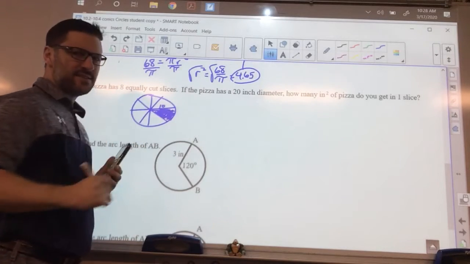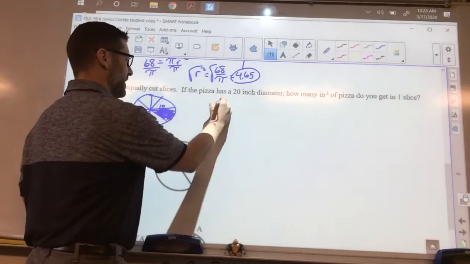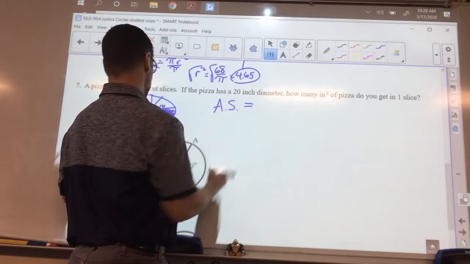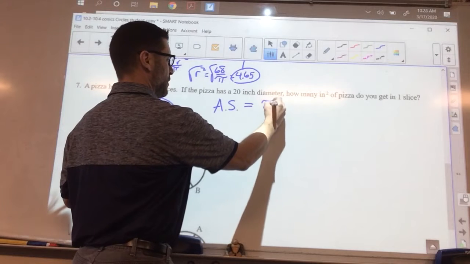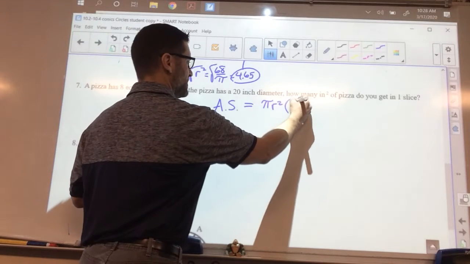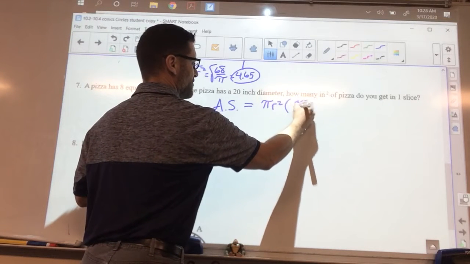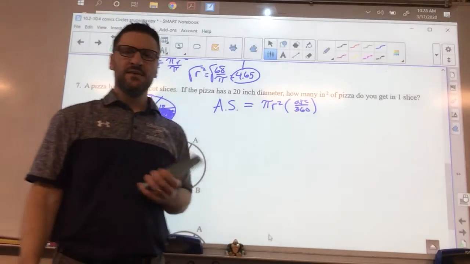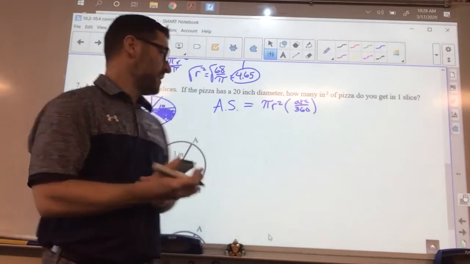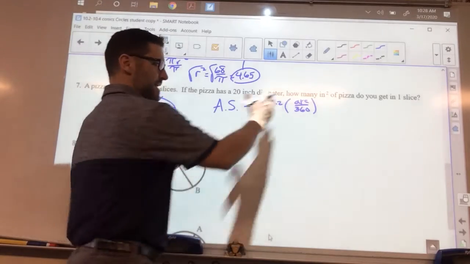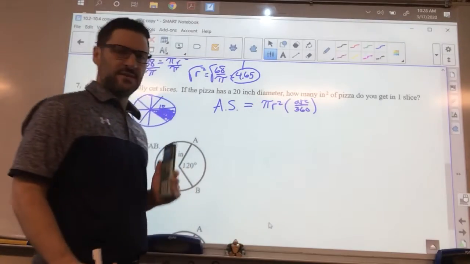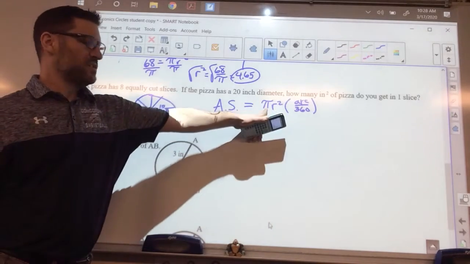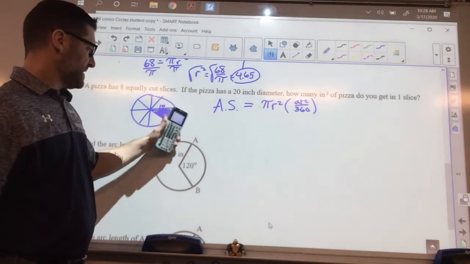Well, this is an area of a sector problem. So area of a sector, I usually put AS for area of the sector. It's pi r squared, and then you take the arc degrees over 360. What this arc degrees over 360 is really giving you is how much of the circle you have. I'm not going to have to use that because I can look at it and tell I have 1/8 of the circle. So I'm going to take pi r squared, and then that's 1/8 of the circle.